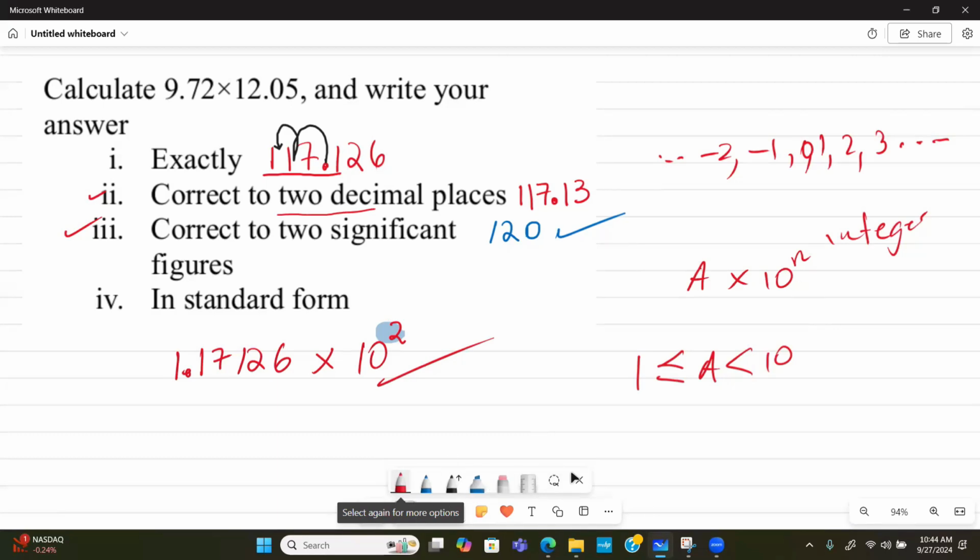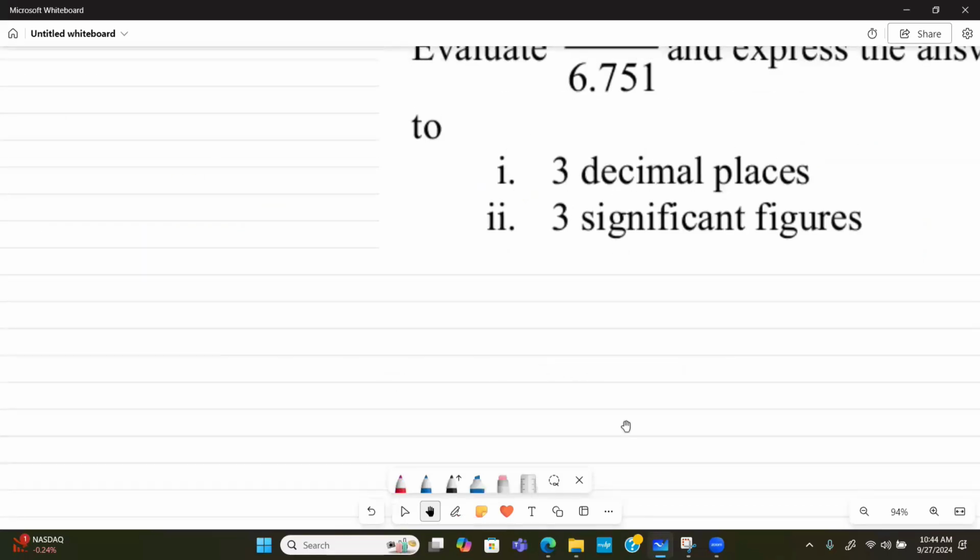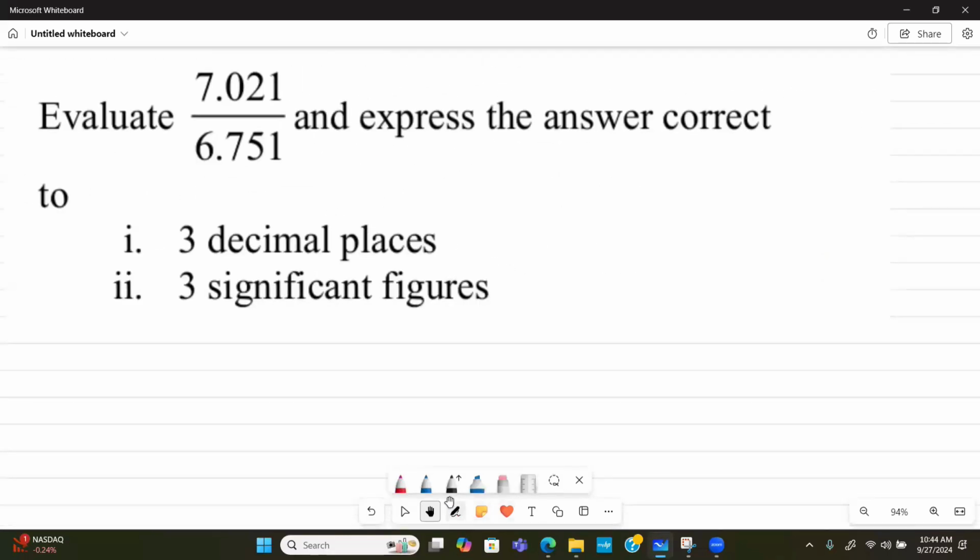Let's take a look at the last problem here. All right, so in this problem, what we have is we want to divide 7.021 by 6.751. So let's do that math. 7.021, we're dividing this by 6.751.